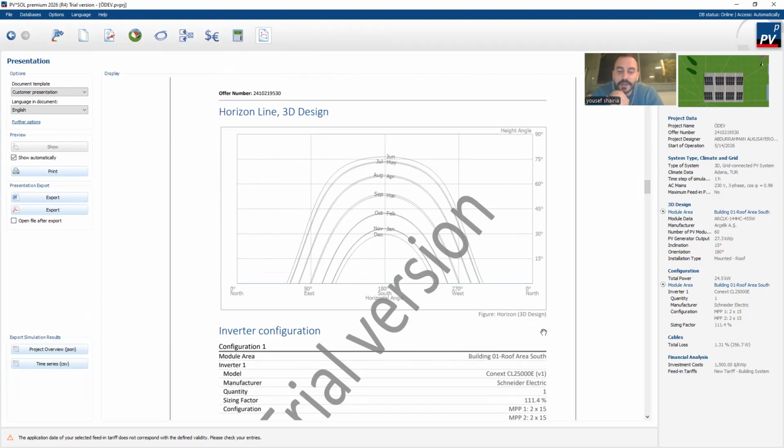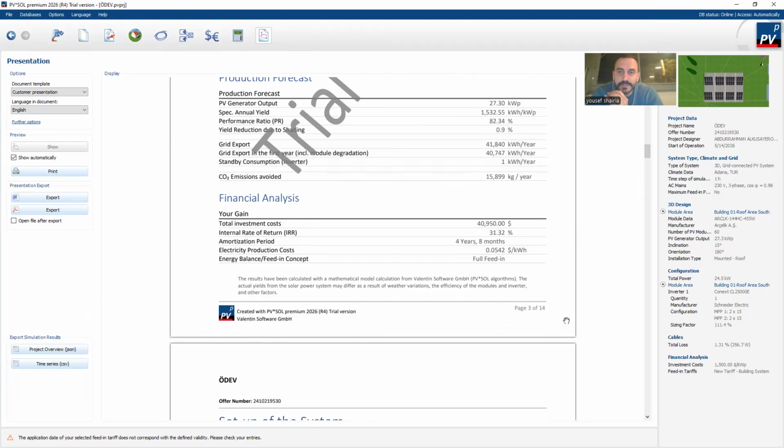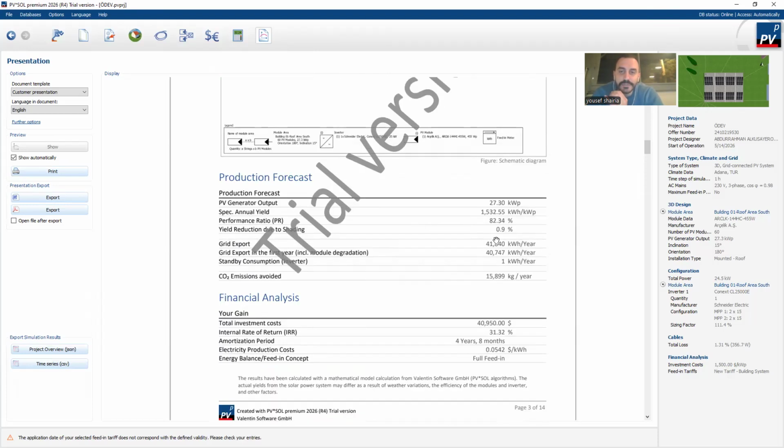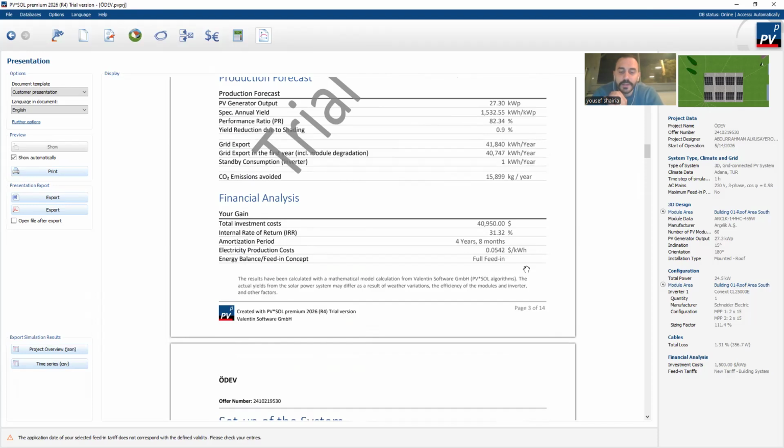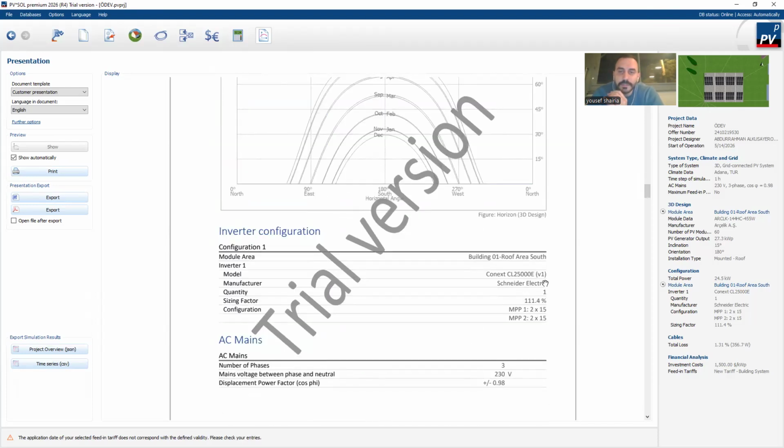This is confirmed by the simulation result, which shows a yield reduction due to shading of only 0.9%, as you see here on this page. An excellent figure for a rooftop installation. Okay, now we will return to the same page, number 5 here.